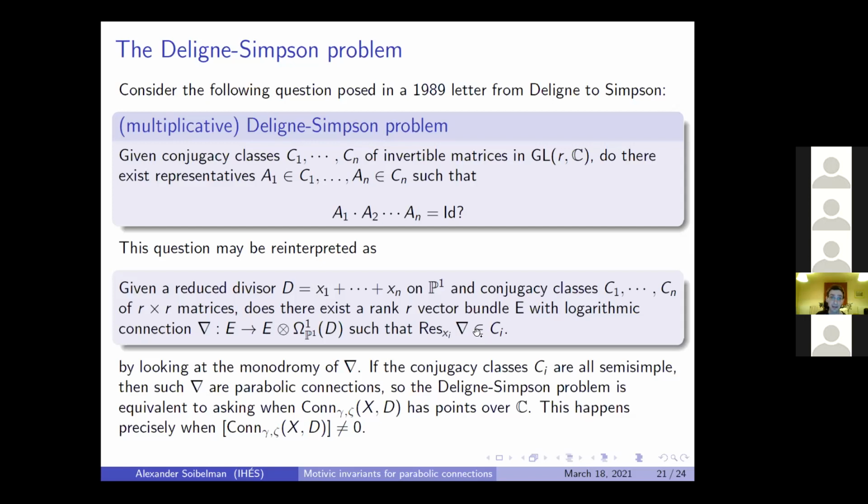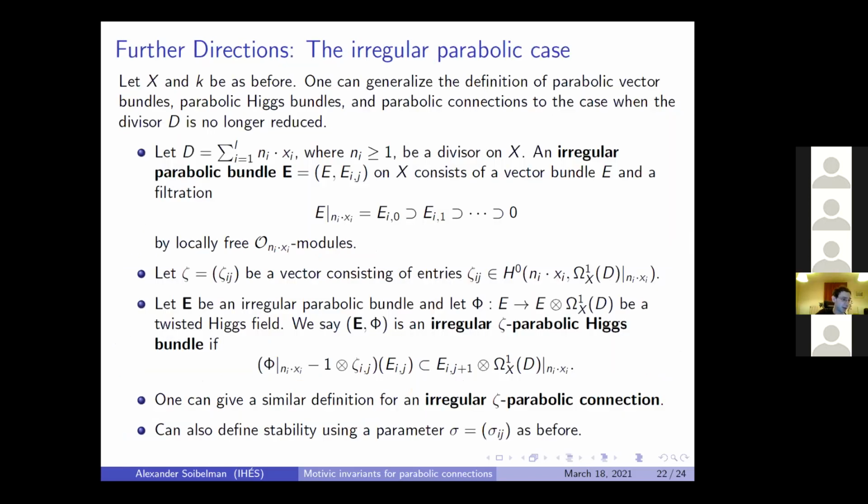So I want to mention that, and then to finish up, I want to briefly discuss our current work, and this involves the irregular parabolic case. This is essentially looking at Higgs bundles and vector bundles with connections where we're allowing for poles of order higher than 1. In order to look at those, I want to introduce a parabolic structure that these kinds of things will be preserving.